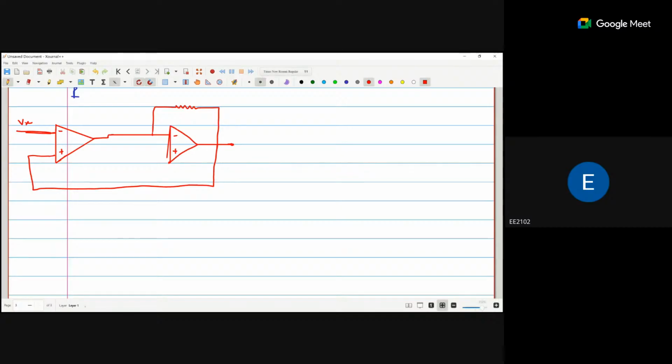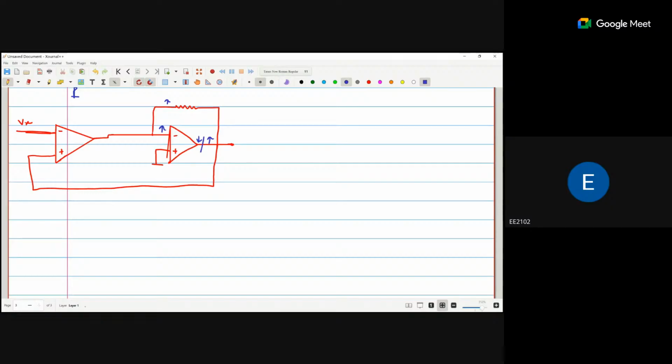Okay, so there are again two loops. For the second op amp, we see that the negative terminal is connected to the output. So if you break the loop for the second one and increase the voltage, it will increase here, positive here, multiplied with negative, so it is negative. So the second one is already in negative feedback.